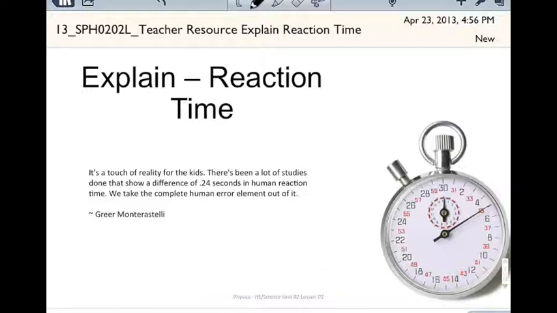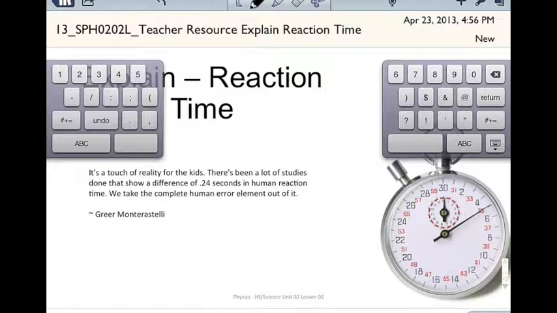Alright, in this lecture we hope to explain the reaction time lab. Since it's a touch of reality for the kids, there's a lot of studies done that show a difference of 0.24 seconds in human reaction time. You may have seen that it was tougher to catch the meter stick whenever you were eating or drinking or texting on your cell phone, and hopefully you can relate that to driving.